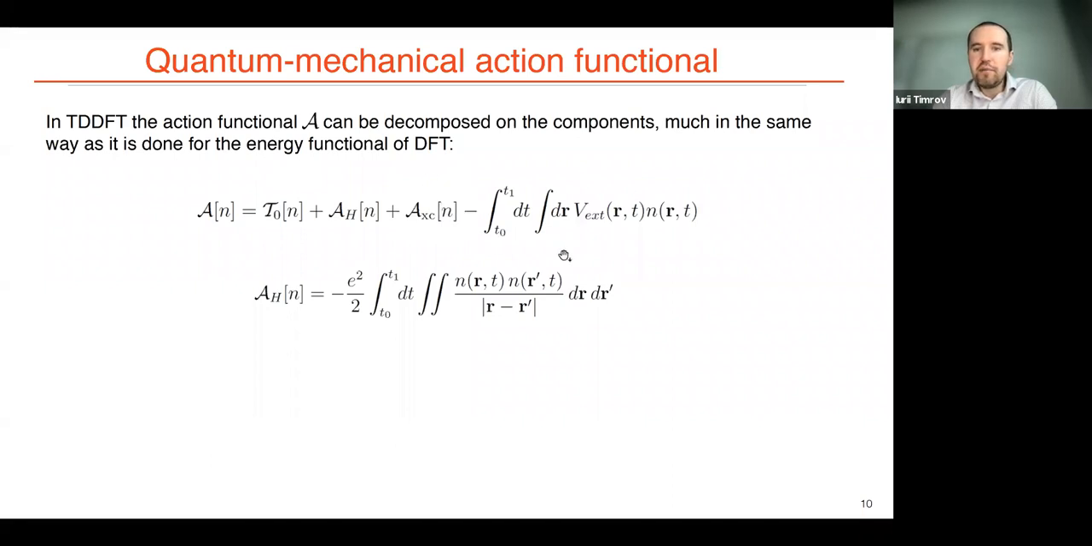And the last term depends on the external potential. Notice that the potential depends on time and the density depends on time. This was discussed before. In particular, the Hartree action term has this expression. You may notice that it looks very similar to the static case, because we have this double integral over spatial coordinates, n times n divided by |r minus r prime|, but now they are dependent on time. And moreover, there is another integral over time from t0 to t1.